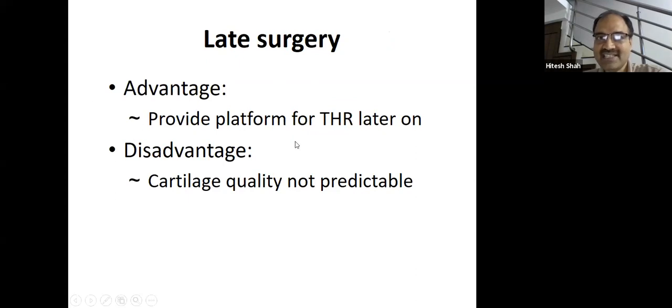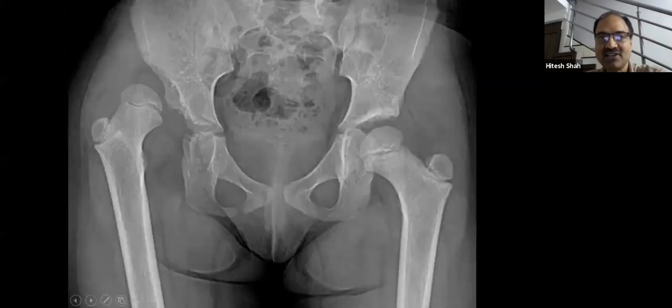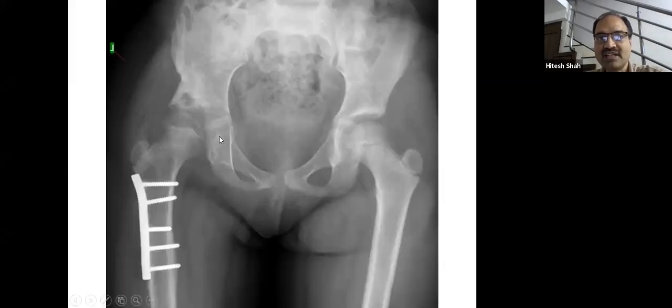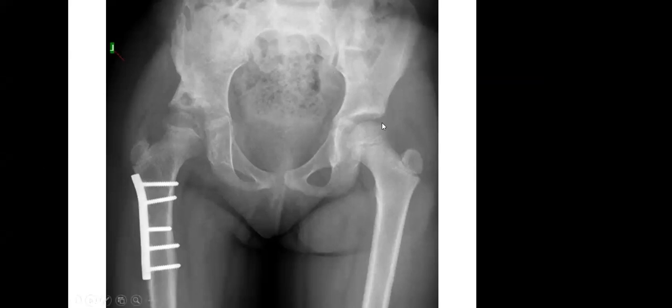Again, the late surgery, as I said, is a platform for THR, and the disadvantage is that cartilage quality is not predictable. Okay, any questions? So this is a child of 6 years. What has been done is open reduction, femoral shortening, derotation, fixation, and acetabuloplasty. You can see the acetabular coverage, and the child has got good coverage, and there was no limp in this child. Any question? Sir, in late onset, can we go for pelvic supportive osteotomy, sir?